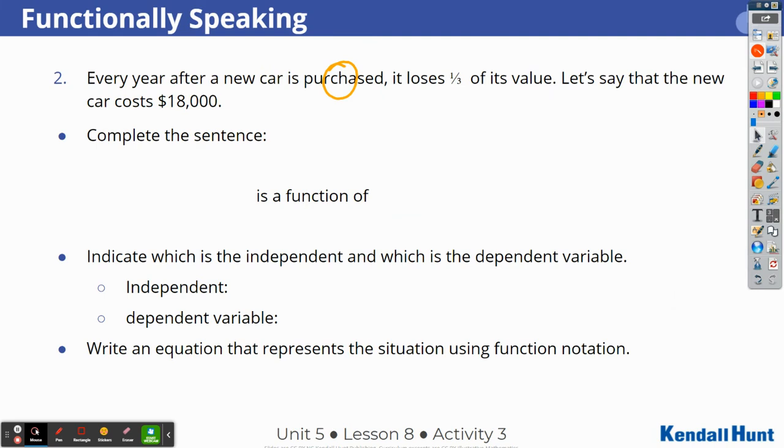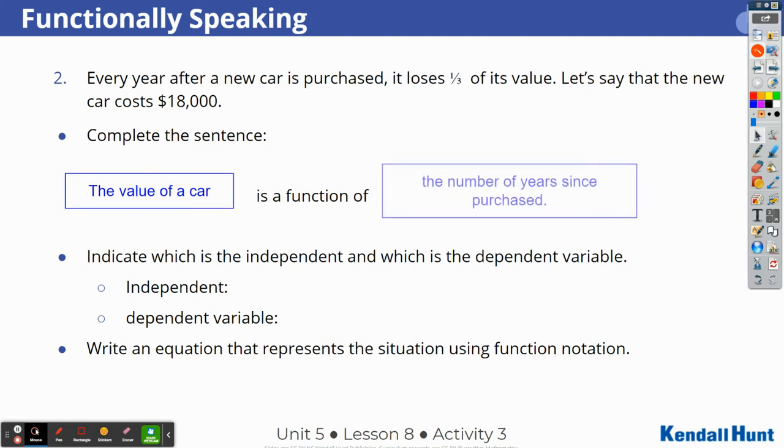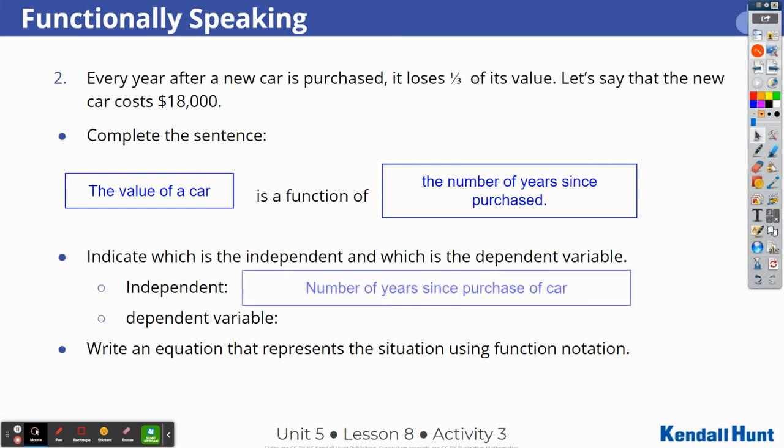All right. Every year after a new car is purchased, it loses 1/3 of its value. Let's say the new car costs $18,000. So for this one, we have years since the car was purchased, and we have the value of the car. So for this to be a function, the value of the car would be a function of the number of years since it was purchased. So our independent variable here is the number of years since the purchase of the car, and the dependent variable is the value of the car in dollars.